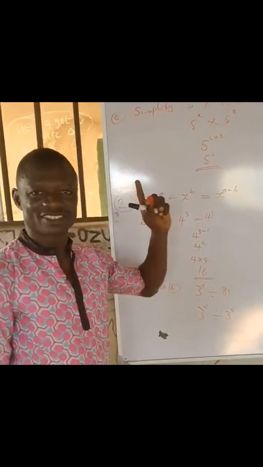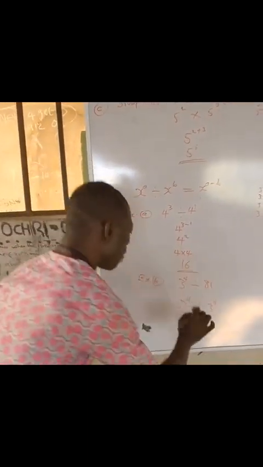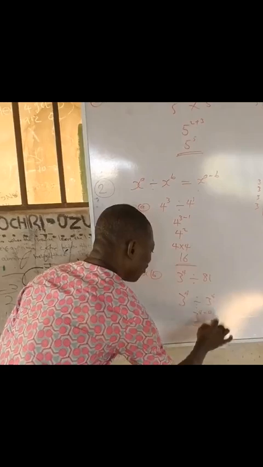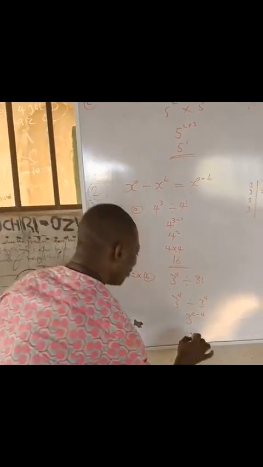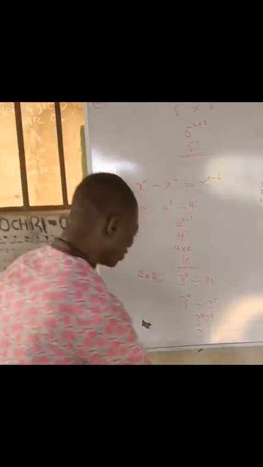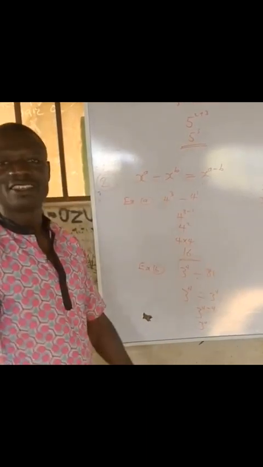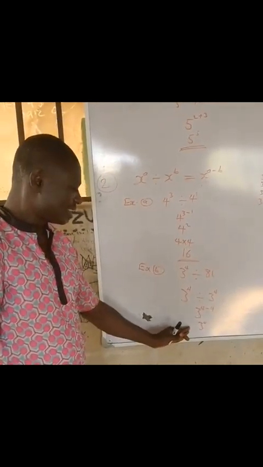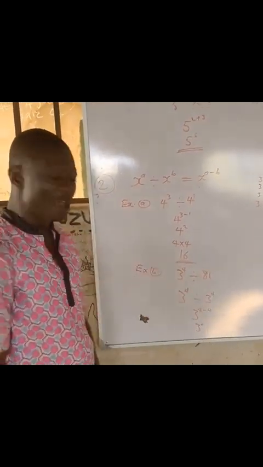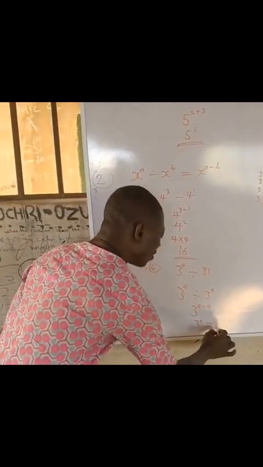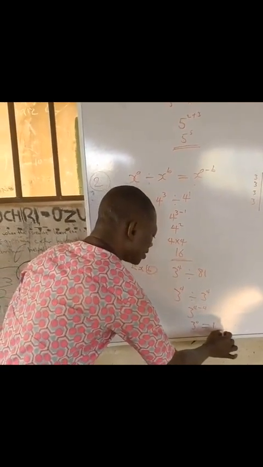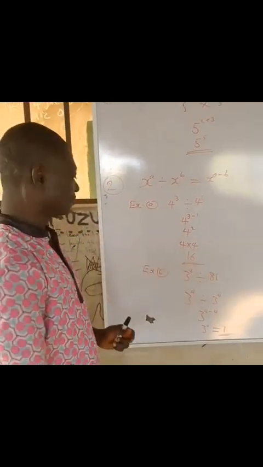Pick one base. Do not divide them. Just pick one base. 3 raised to power 4 minus 4. And so 3 raised to power 4 minus 4 will give us what? Will give us 0. So we have it as 3 raised to power 0. It's either we leave it as 3 raised to power 0 as the last answer, or we recall that 3 raised to power 0 is 1. Every number raised to power 0 is 1.